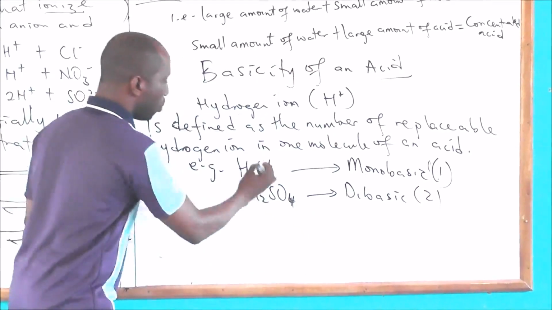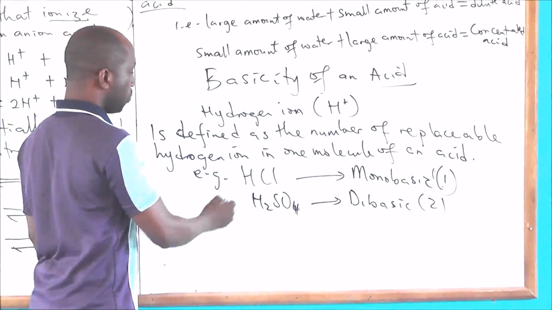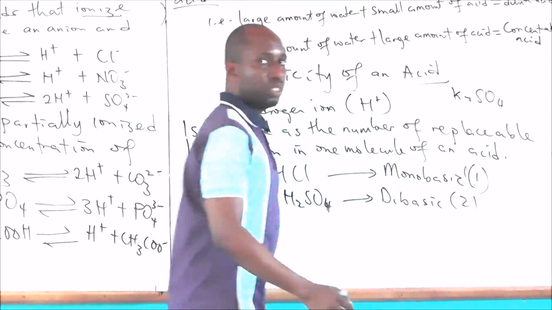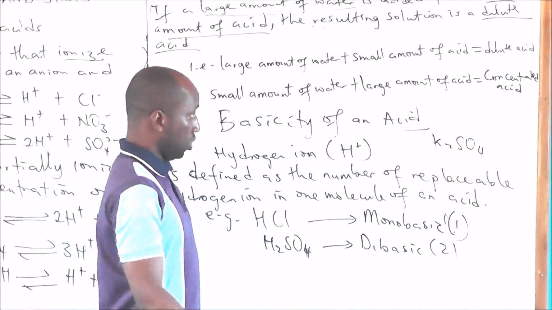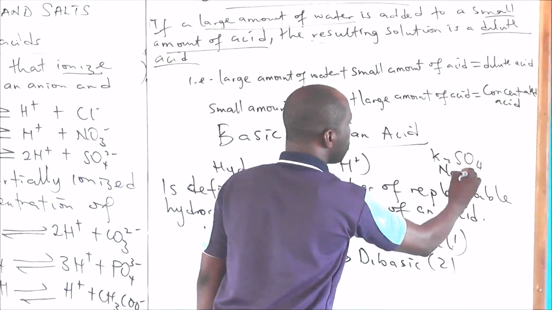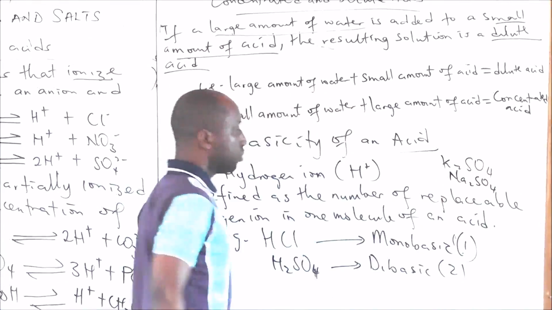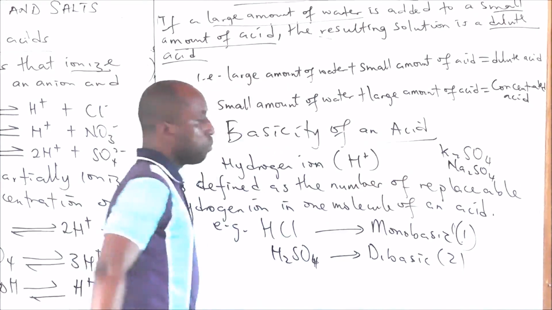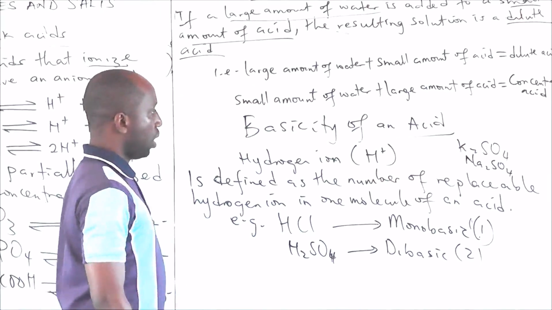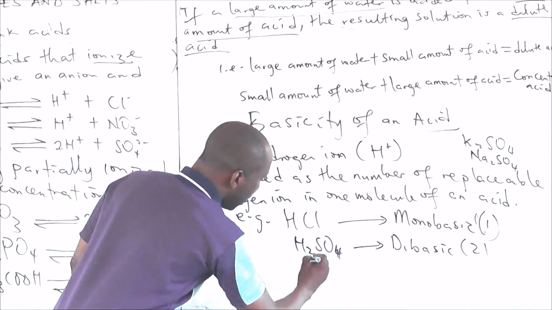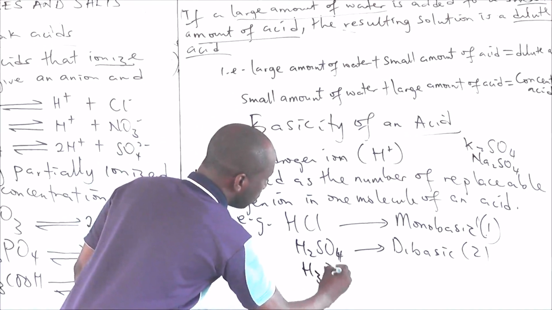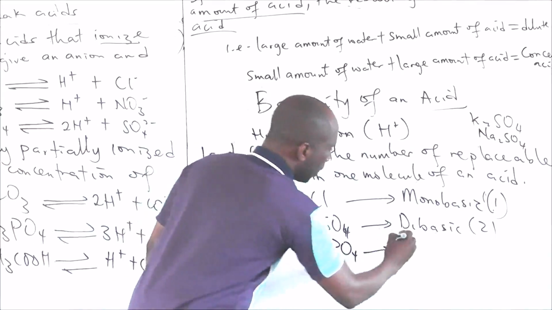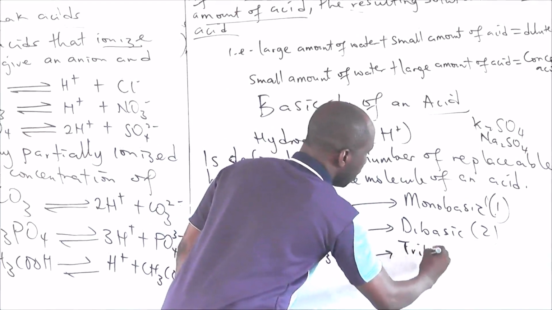So I can replace these with potassium. If I replace with potassium, it becomes K2SO4. If I replace with sodium, it becomes Na2SO4. So I have 2 hydrogen ions here, and I've replaced them with 2 potassium ions. If I have H3PO4, the basicity of this one will be 3, and that is tribasic.